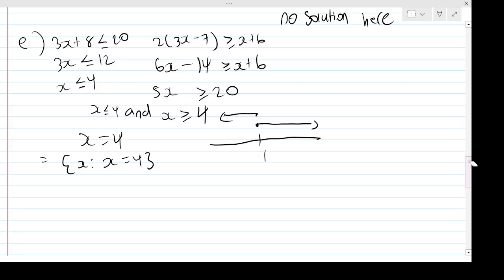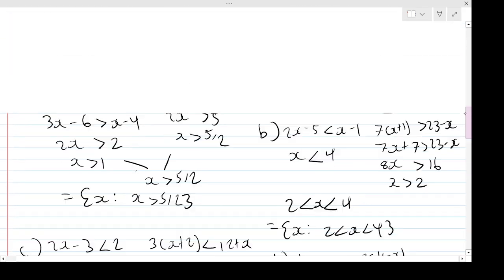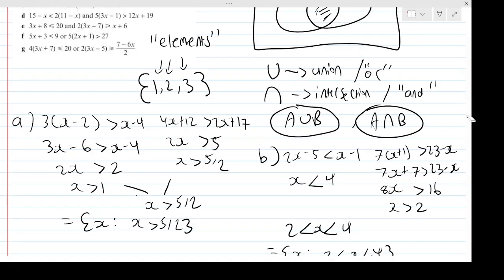I'm going to get rid of this number line now to make room, and now we can look at the next question, F. So F is saying 5x plus 3 is less than 9.